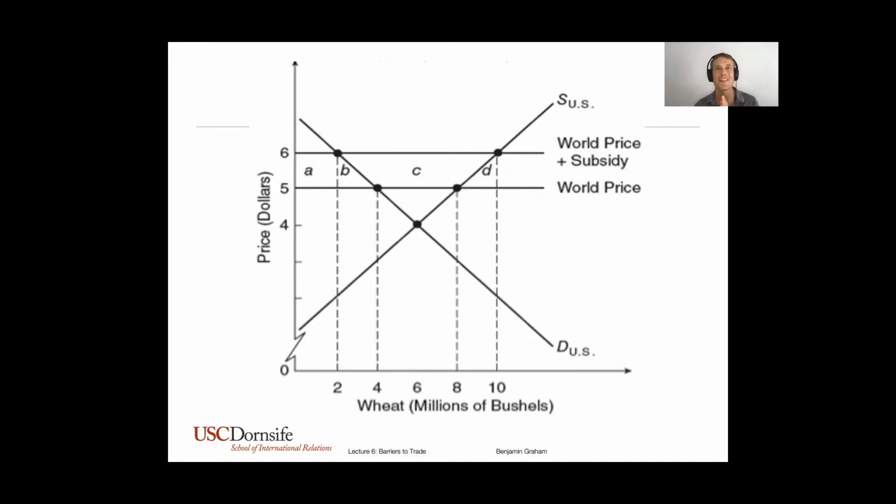subsidies, right? So it's kind of the opposite of a tariff. If a tariff is a tax, a subsidy is a payment. So tariffs are great because they make money for the government. Subsidies are a little bit rough because they cost the government money, right? So the government has to tax somewhere else in order to be able to afford a subsidy.